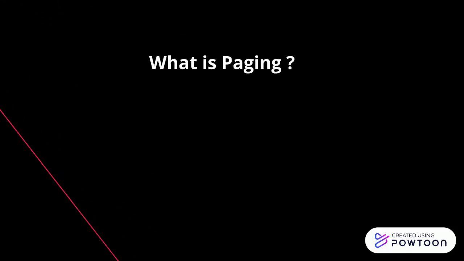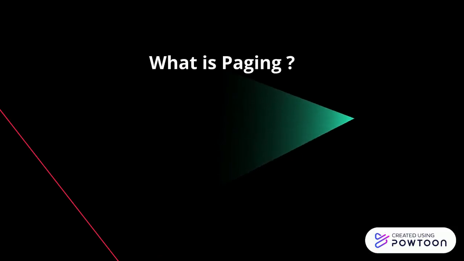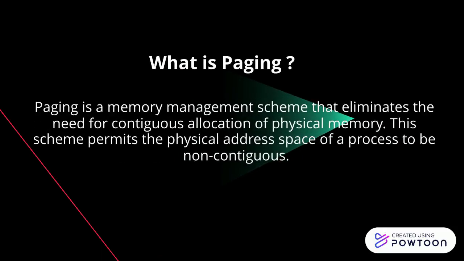We will concentrate on the paging concept. Let us go through it. What is paging? Paging is a memory management scheme that eliminates the need for contiguous allocation of physical memory. This scheme permits the physical address space of a process to be non-contiguous.